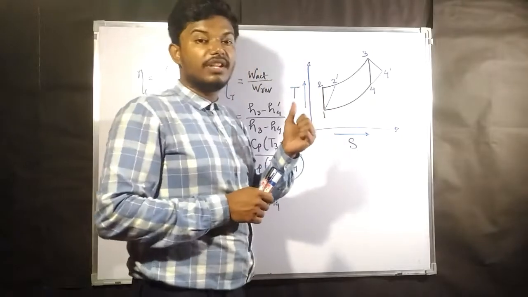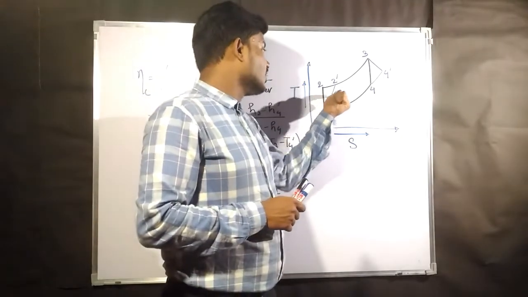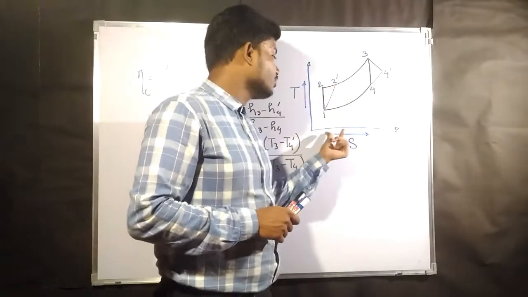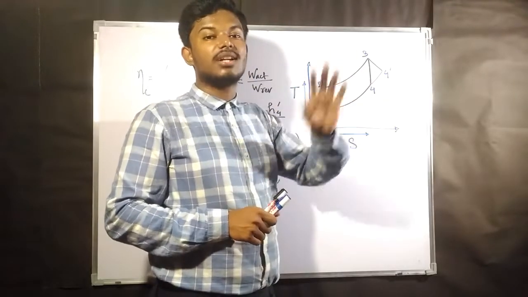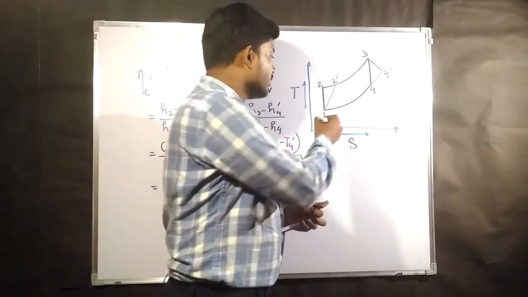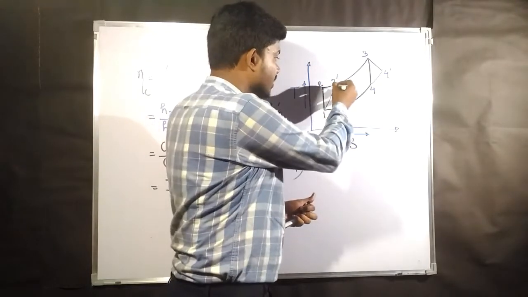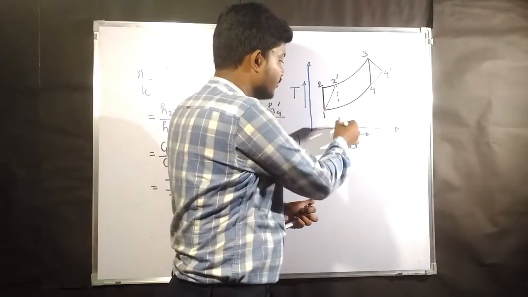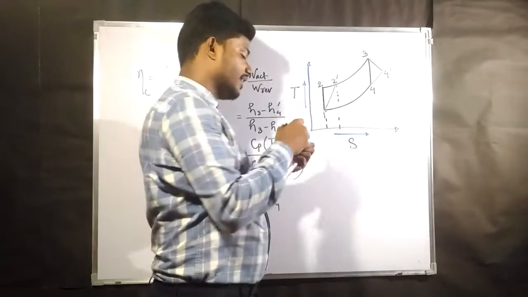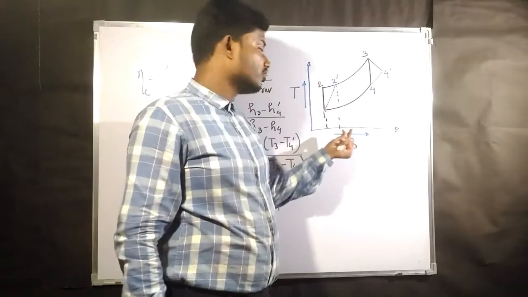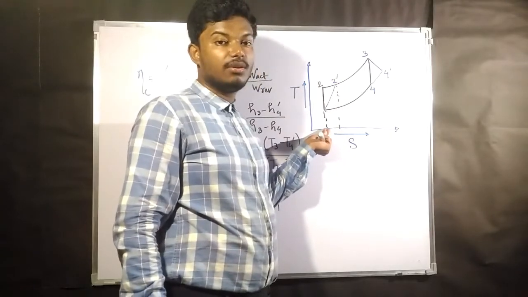Okay, but due to friction, sometimes what happens, the entropy increases. The entropy increases while passing through the compressor. Initially the entropy is constant. Now the entropy increases from S1 to S2 dash. That means entropy at point 2 dash is going to be higher than entropy at point 1.